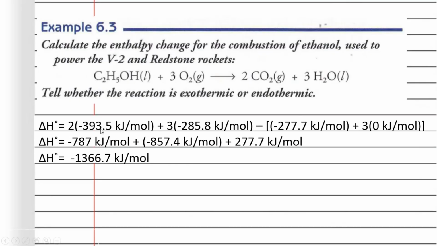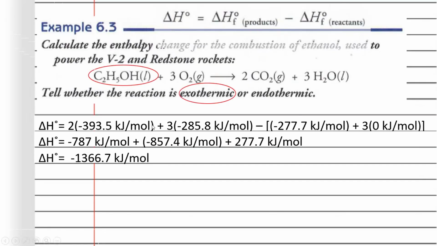Then let's simplify our equation. So 2 times the carbon dioxide is this amount, and 3 times the water amount is this amount, and the ethanol is here. So add and subtract all these numbers together, and you should get the change in enthalpy of this reaction. Let's make sure that we've answered everything the problem has asked for.